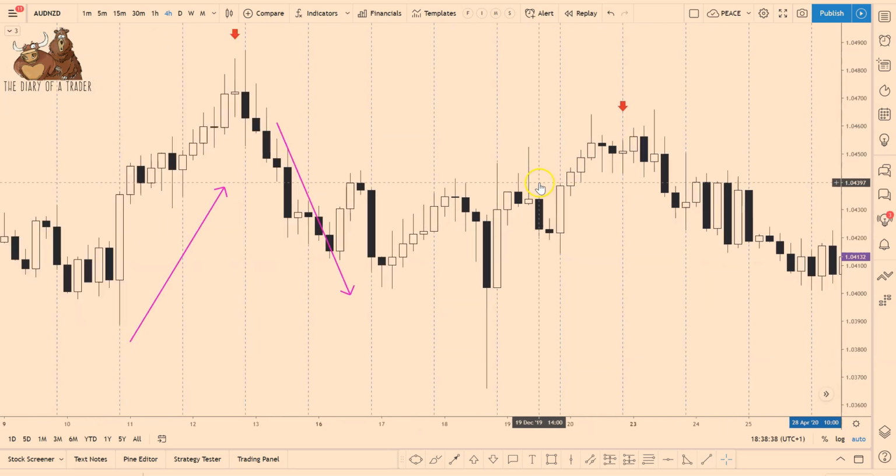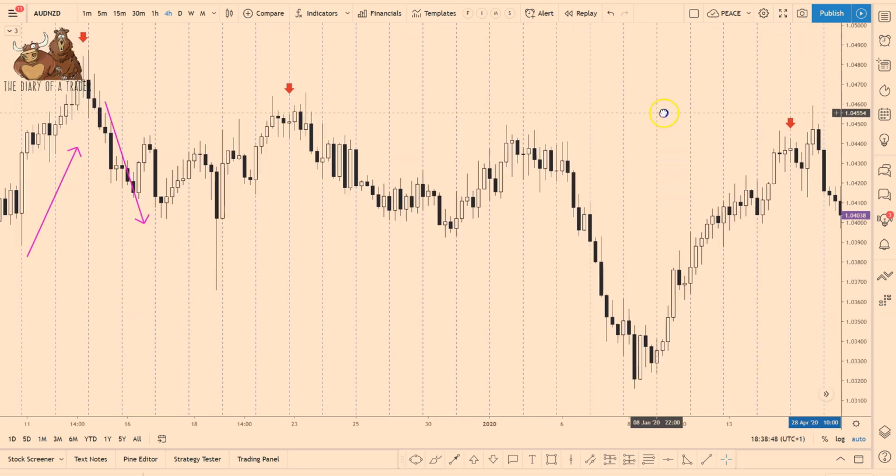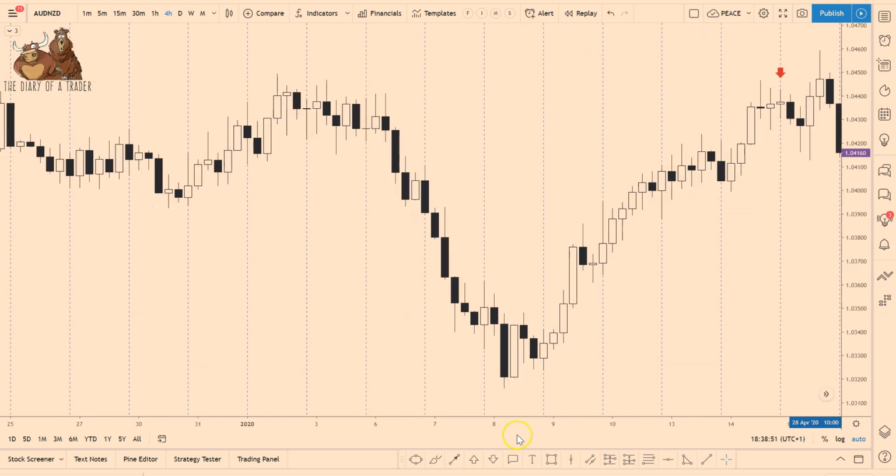Here we could see another example, another spinning top, but this is not so clear because in this case we have a ranging market. We have another example here. You can see that the market rallied up. We had one spinning top here followed by another one. This is a good indicator.